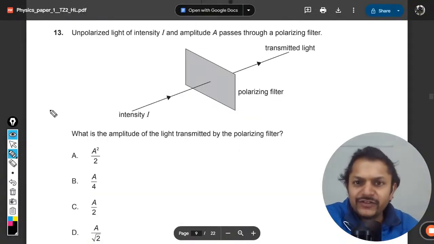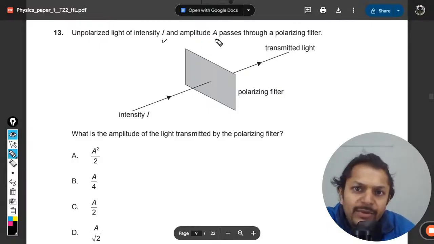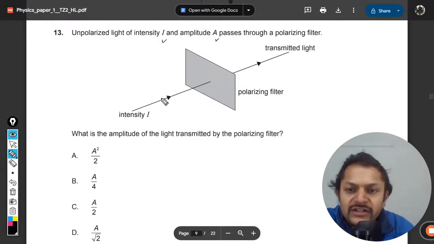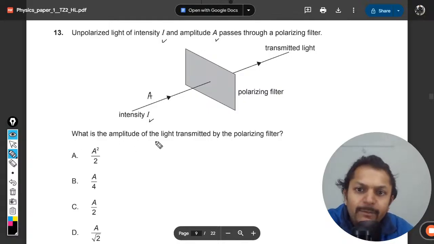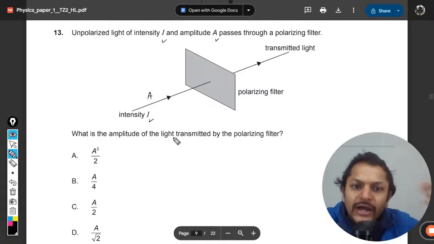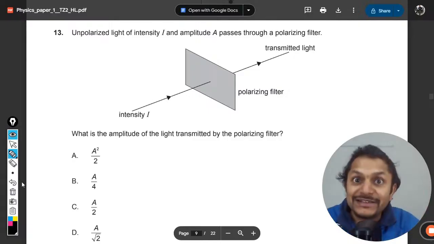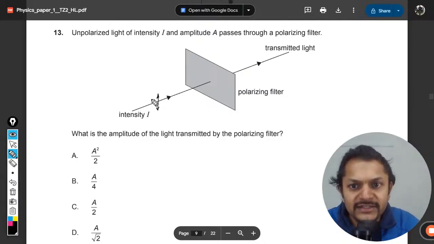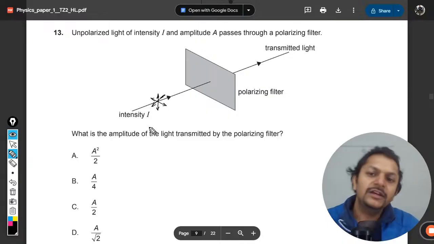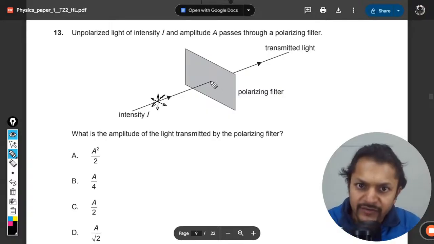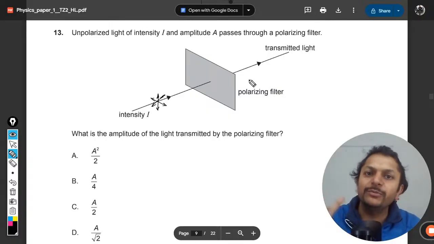Okay, dear student, let us see what is there in this question. Unpolarized light of intensity I and amplitude A passes through a polarizing filter. So the intensity here is I and the amplitude is given as A. What is the amplitude of the light transmitted by the polarizing filter? First of all, it is a concept of polarization. What happens is that if this light is unpolarized, which can be shown like this, this unpolarized light is coming and hits this point, so it becomes polarized.